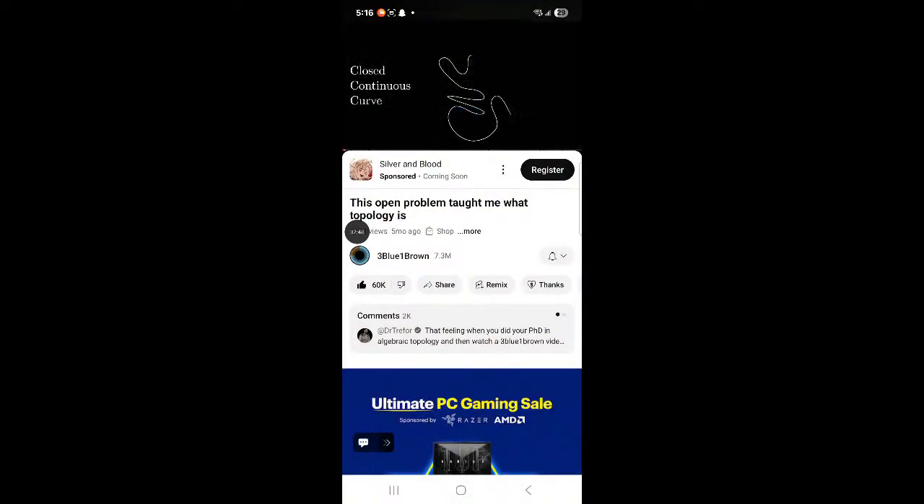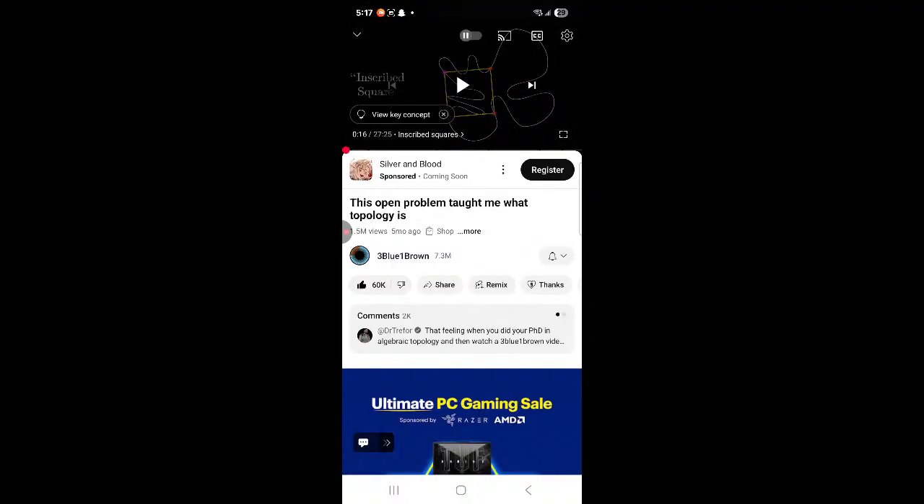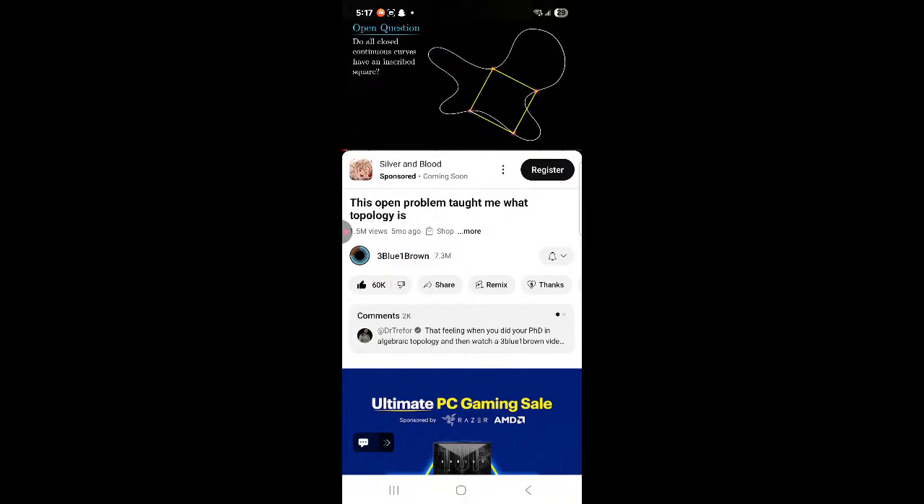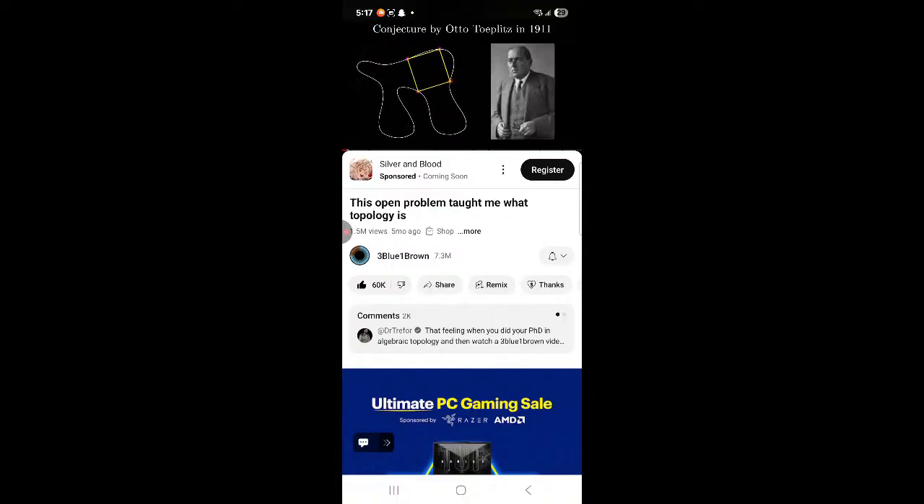Suppose you have some closed continuous curve, which essentially means some squiggle you could draw on paper without lifting the pen, that ends where it starts. If you can find 4 points somewhere on this loop that make the vertices of a square, it's called an inscribed square of the loop. Is it flat paper? And the unsolved question is whether every possible closed continuous loop like this necessarily has an inscribed square. The question was originally posed by Otto Toeplitz in 1911, and it's commonly known as the inscribed square problem.